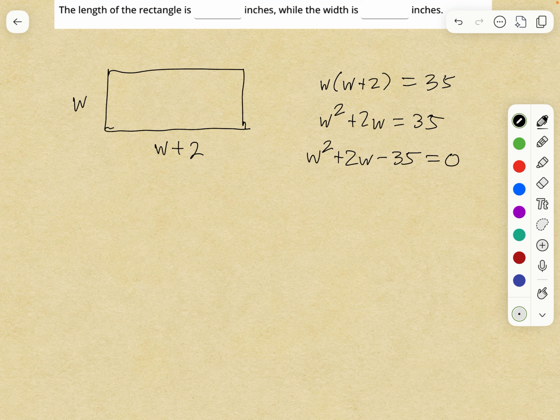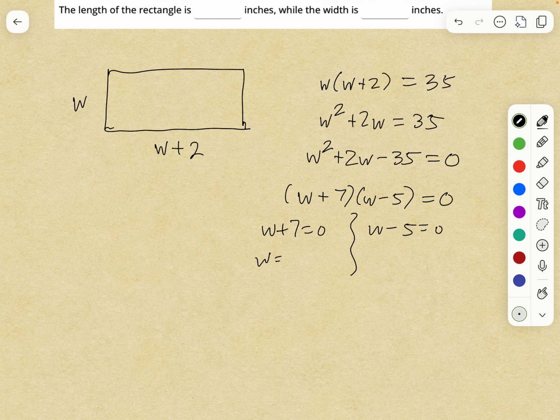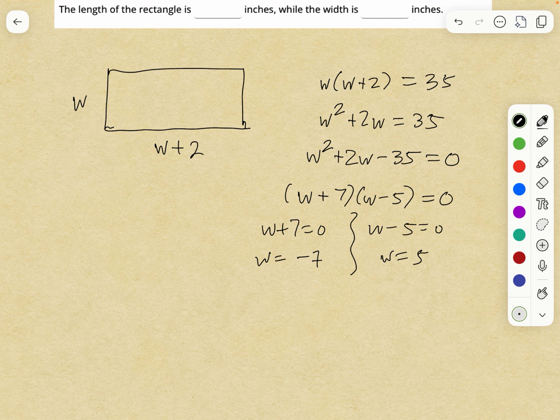And at this point, you can either use the quadratic formula or you can factor. Let's factor. I think this one will factor as W plus 7 times W minus 5 equals 0. Now I have a product, right? I have two things that when you multiply them, the product equals 0, and there's the special property of 0, that one of these must be 0. So you set each of them equal to 0 and solve. So this first one gives you W is negative 7, and then the second one gives you W equals 5.